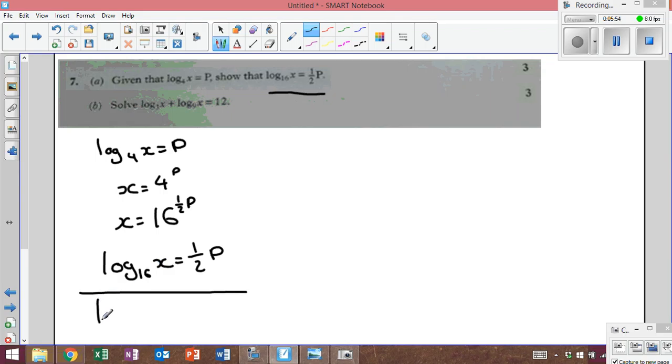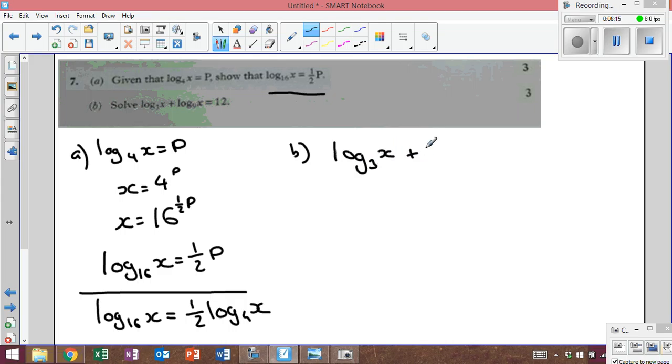So essentially what that means is log to the base 16 of x is equal to half of log x to the base 4. Now, the key relationship there is because 4 is the square root of 16. So you'll see in part B that you're looking at something very similar. You've got an equation now with 2 different bases, and this is why it's the last question in paper 2, because it's adding something on, it's changing bases.